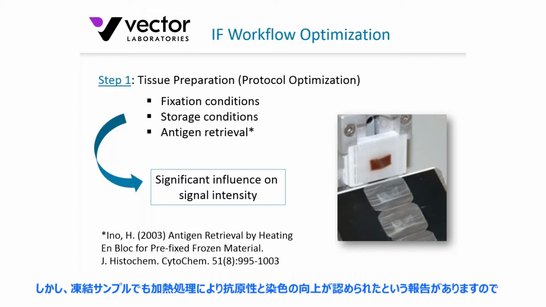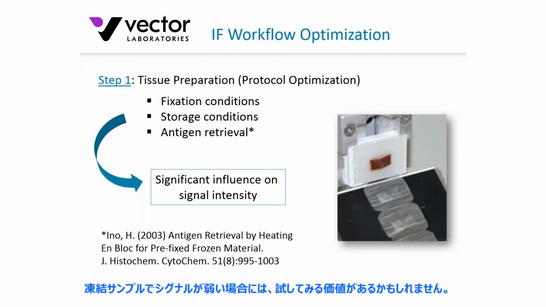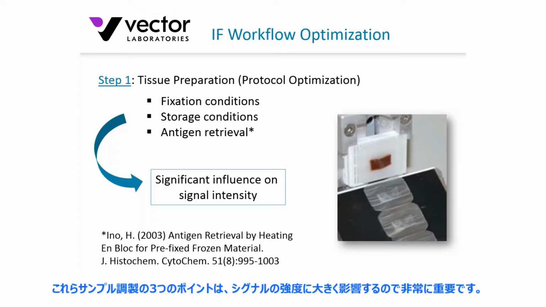Well, certainly there is literature out there whereby others have looked at using these heating methods on frozen tissue, believe it or not, and actually seen an increase in antigenicity and staining in some of these tissue blocks. So if you're out there working with frozen material, experiencing low signal for immunofluorescence, maybe look at the literature and see how you can potentially increase the signal with some of these methodologies. Now, these 3 points I've got here do have a significant influence on the signal intensity you'll get at the end. So this is extremely important.